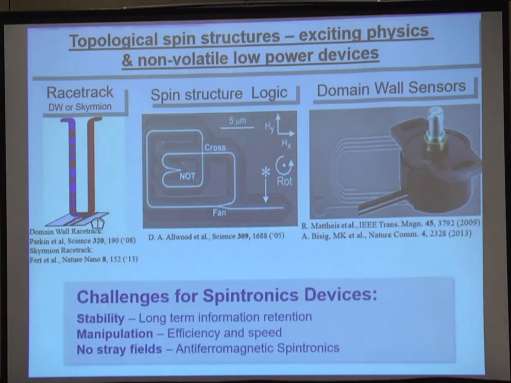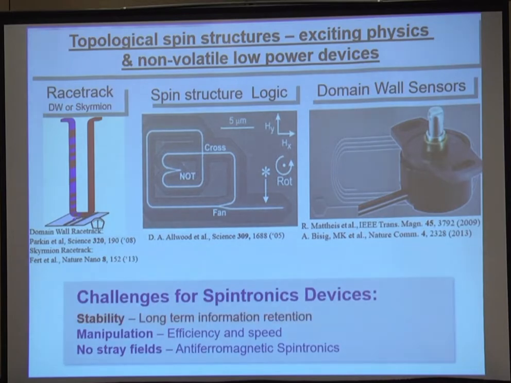All right. But all you need for these devices to work is that you have to make them stable. So you need to have long-term information retention by stable spin structures. You need to be able to manipulate these spin structures with high efficiency and speed. And ultimately, you don't want to have any stray fields, to have maximum packing density. So I'm going to talk about these challenges.